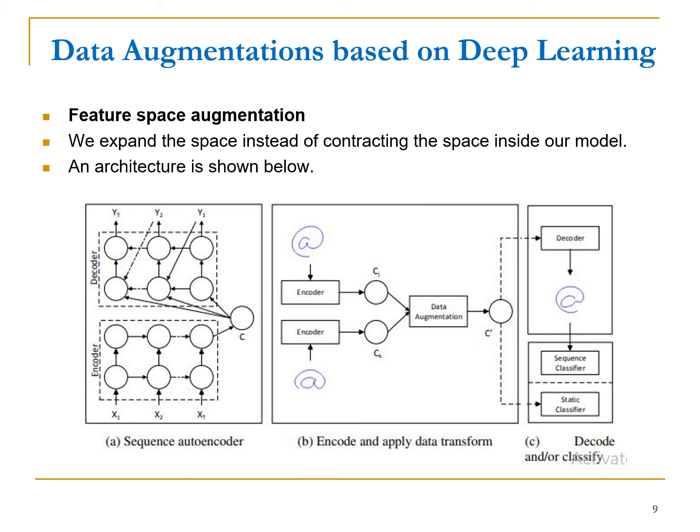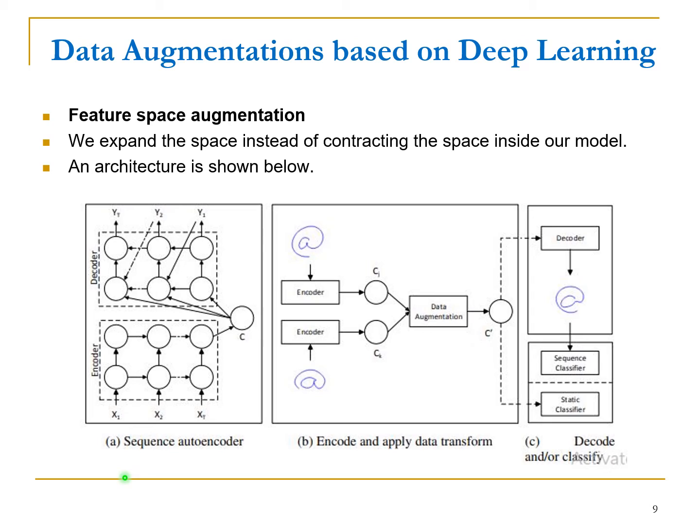Okay, let us come to the deep learning category. So within deep learning category, we have feature space augmentation methods. So in feature space, we have output of a middle layer of our network available, maybe in form of vector. And what we do is we expand this space instead of contracting the space inside our model. A very popular feature space augmentation method was presented in a paper in 2017 whose architecture is shown below.